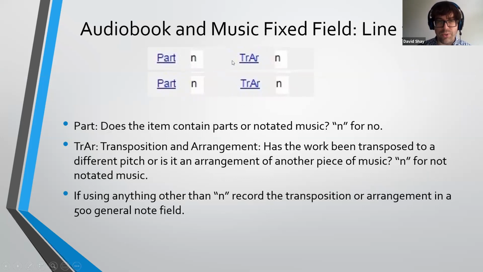On line 3, we've only got 2 objects, part and transposition. These are largely for notated music. So if you have a piece of sheet music, does the item contain parts or notated music in your part section? So no. Is it a transposition or arrangement of another piece of music? And in all these cases, no. N for no. If you're using anything other than an N, make sure to record the transposition or arrangement in a 500 general note field, along with the parts as well.